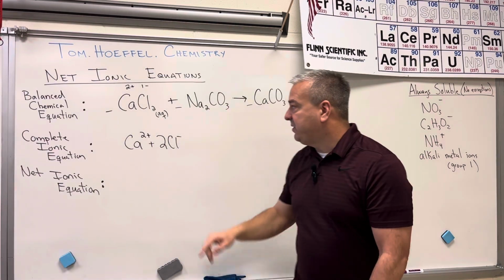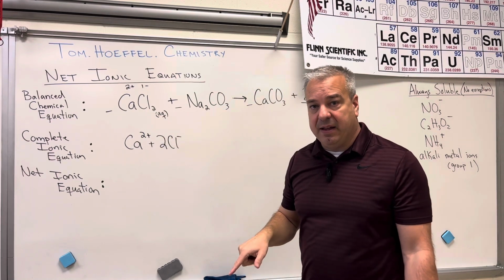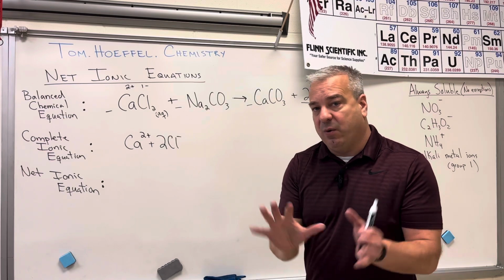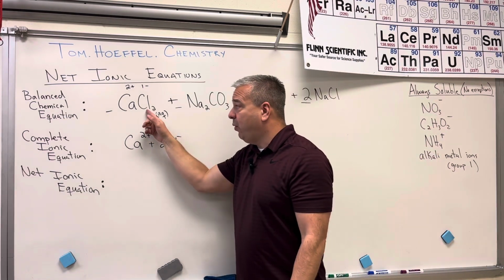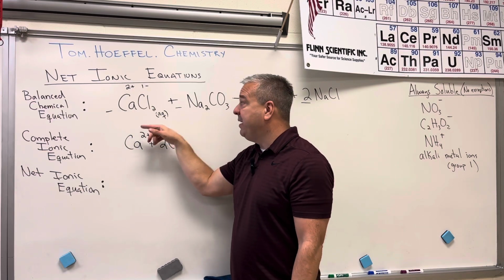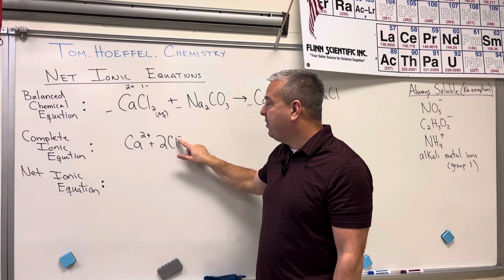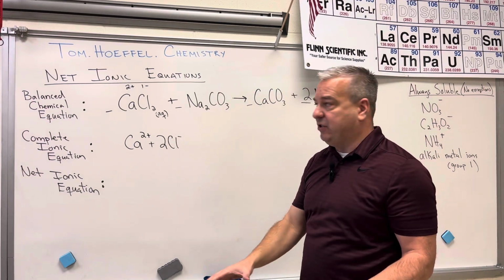Now, some people will say, hey, Mr. Heffel, I see a 2 here. It looks like it's diatomic. I want to remind you that chlorine is only diatomic when it's neutral and by itself. Here, the chlorine is in a compound. In addition, it's charged. It has a -1 charge right here, so it is not diatomic in this situation.